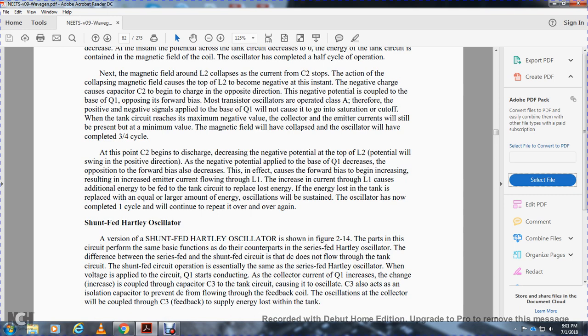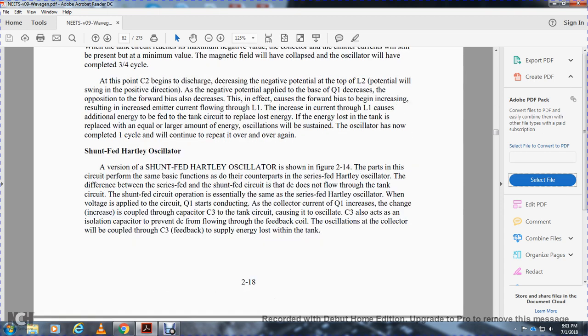At this point, capacitor 2 begins to discharge, decreasing the negative potential at the top of inductor winding 2. The potential moves in the positive direction. The negative potential applied to the base of transistor 1 decreases, reducing the opposition to forward bias. The forward bias begins to increase, resulting in an increase in emitter and collector current through inductor 1. The increase in current causes additional energy to be fed back to the tank circuit, replacing the lost energy. The energy lost in the tank is replaced with an equal amount of energy, so oscillation will be sustained. The oscillator has completed one cycle and will continue to repeat over and over again.